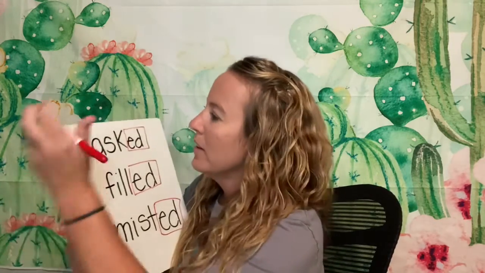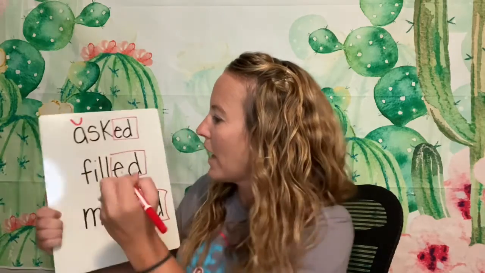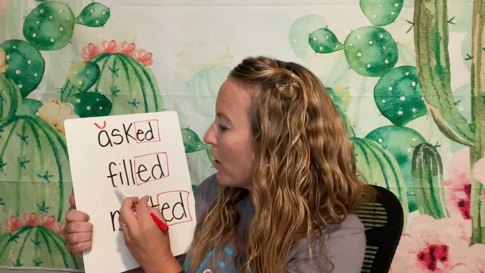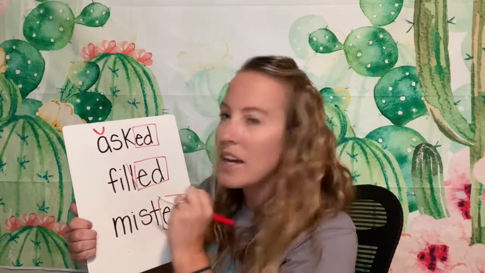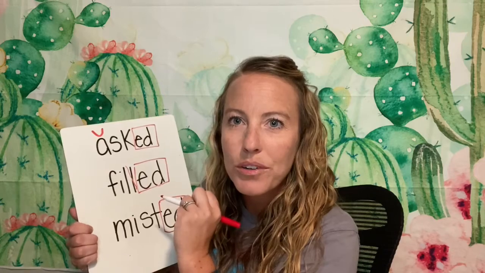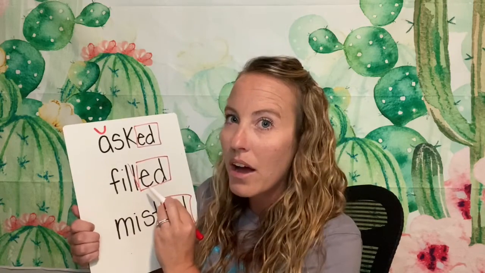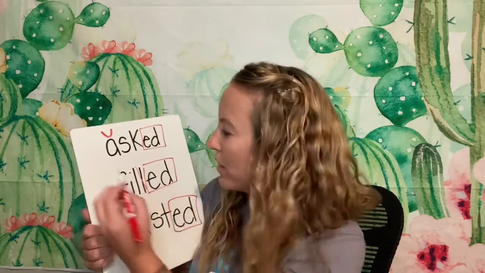Except you can't really see it. I had to get a new marker. Code it with a breve. Okay, filled. What do you see when you look at the word filled? I see a twin consonant. So we'll put a line through one of those, and then I see our vowel. How do we code our vowel? It's followed by a consonant, so we code it with a breve.